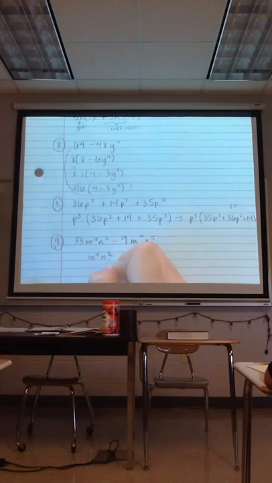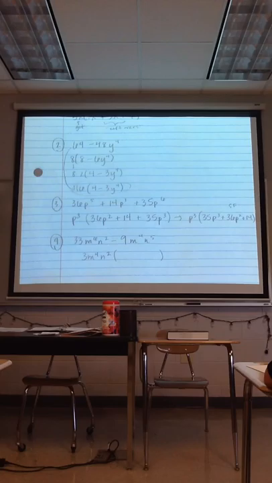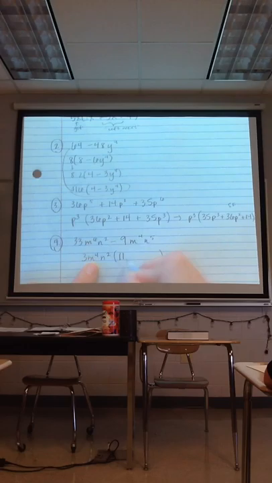How many m's can we take out? M to the four. You can take four m's out. How many n's? Two. And then what about the numbers? Three. 9 doesn't go into 33, so it's only 3.